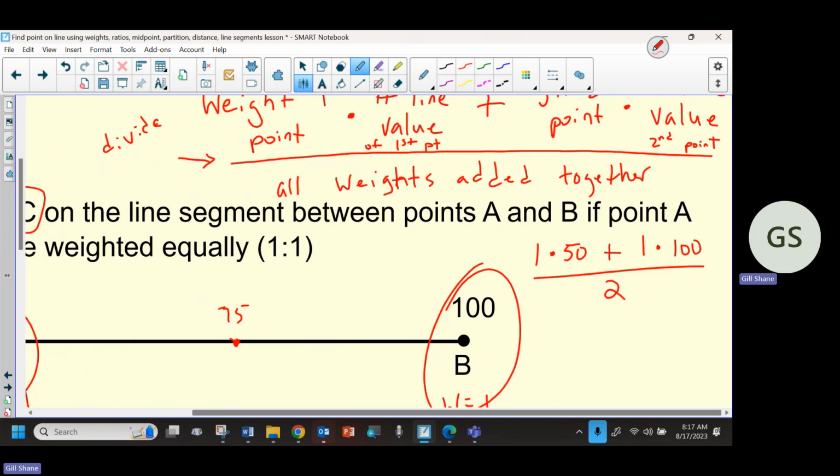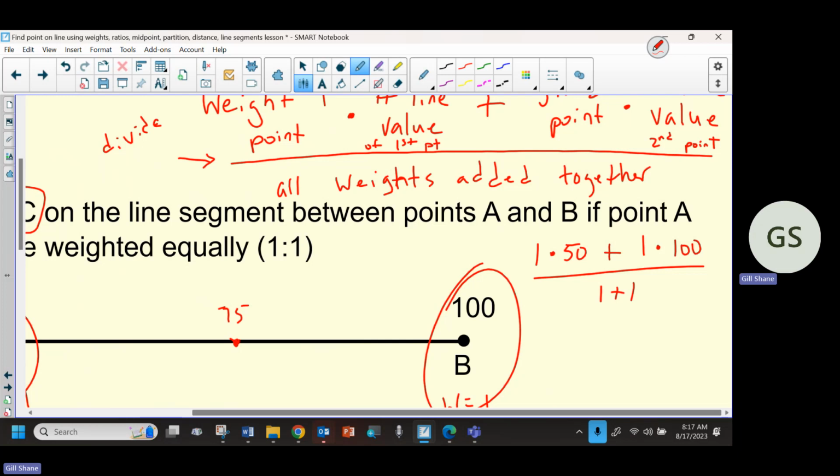If you don't understand what I'm saying, then you just memorize the formula. Add all the weights together. So the weight of the first point was 1, the weight of the second point was 1. Here, you can do it another way. So we say 1 plus 1. The weight of the first point plus the weight of the second point.